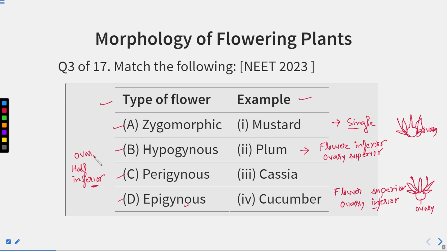Ovary is half inferior. Alright, zygomorphic, I've already told you. There is only one or a single plane of division. The flower can be divided into two halves in just one way. Okay, suppose I will draw a diagram to explain this to you. So this is the flower.